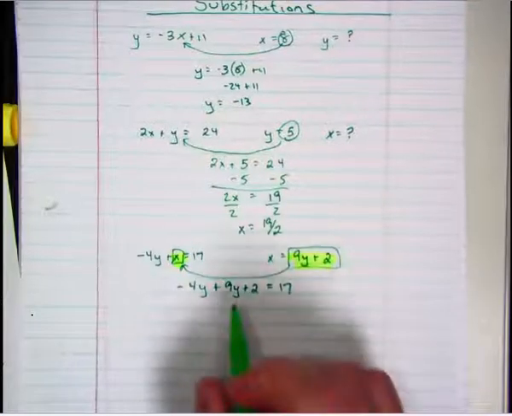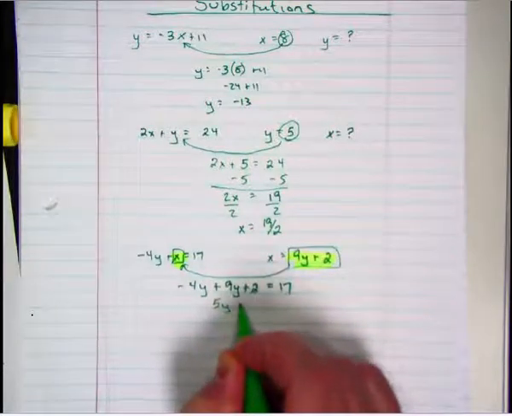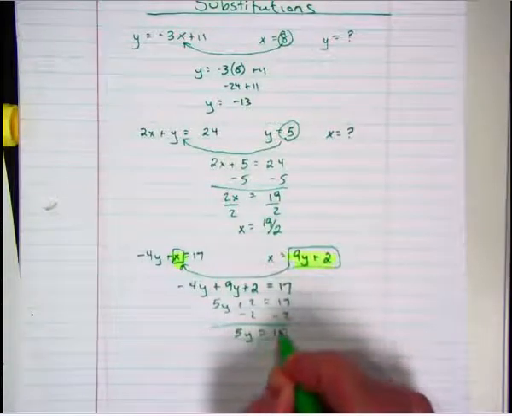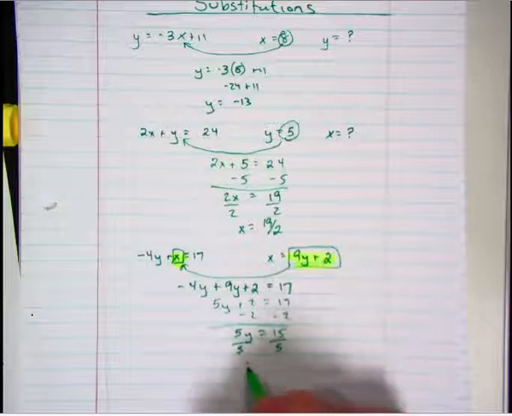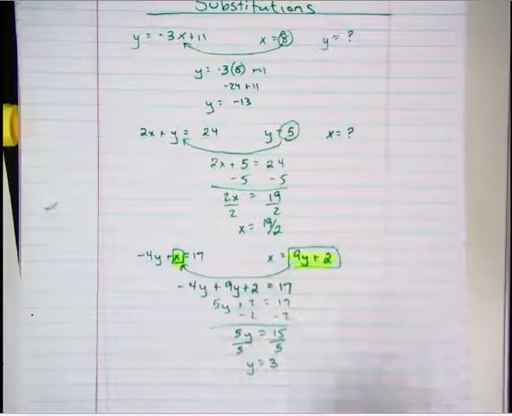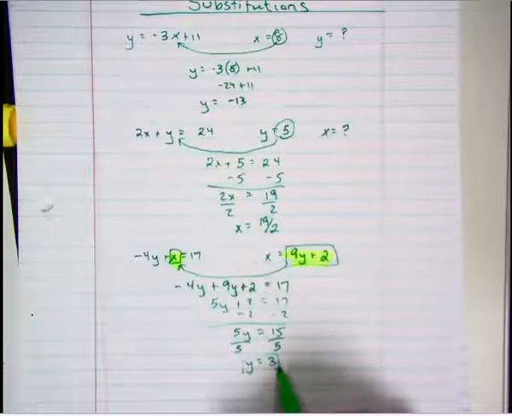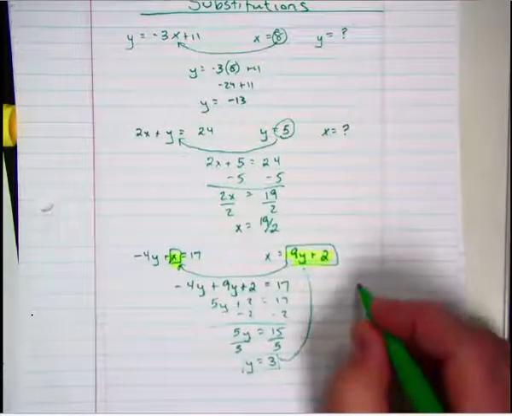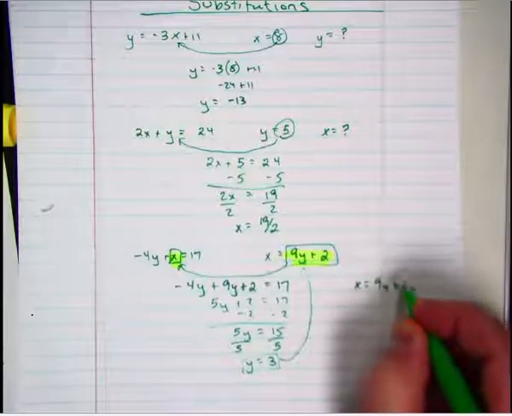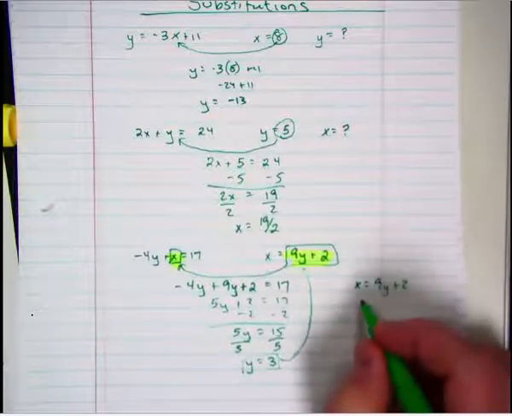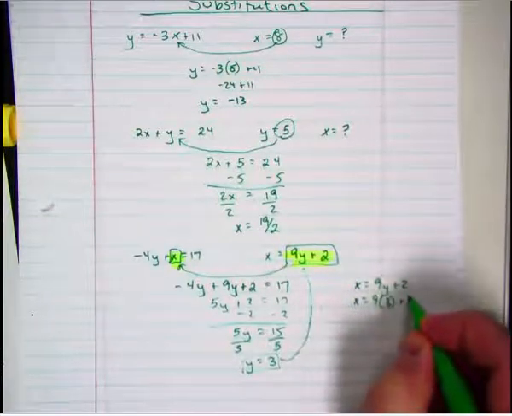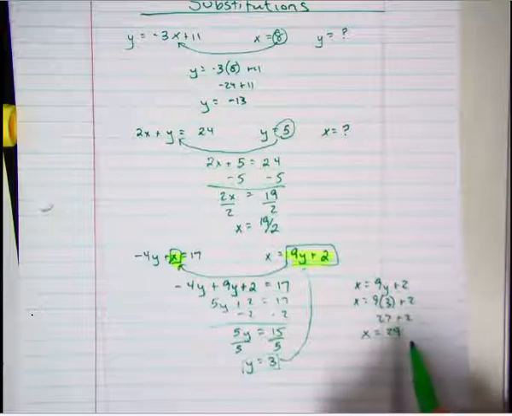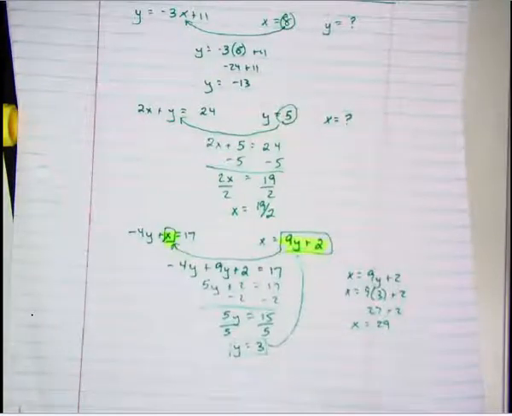Now we can just solve this equation, and if I combine like terms, I get 5y plus 2 equals 17. Subtract 2, get 5y is 15. Divide by 5 so that y is 3. Now if I really wanted to, I could substitute this back in so I could figure out the value of x. I was given x equals 9y plus 2, but now I know y is 3. So x equals 9 times 3 plus 2, or 27 plus 2, which means that x is 29.